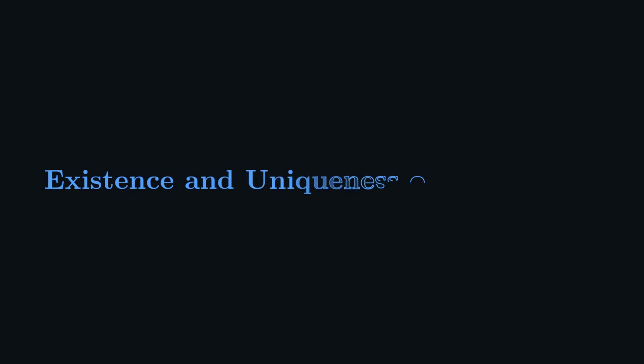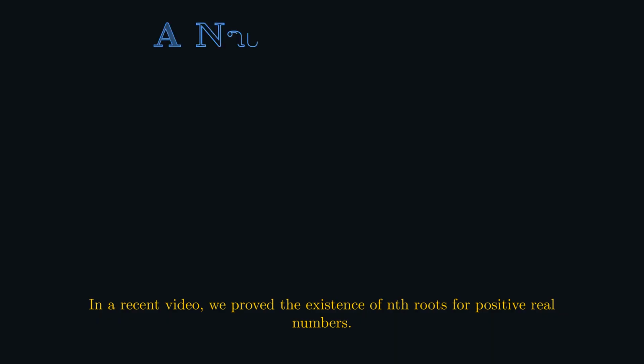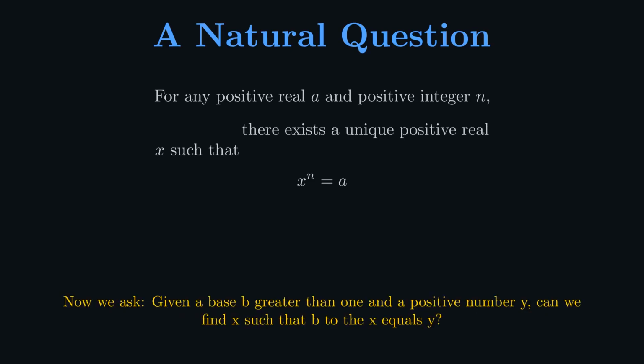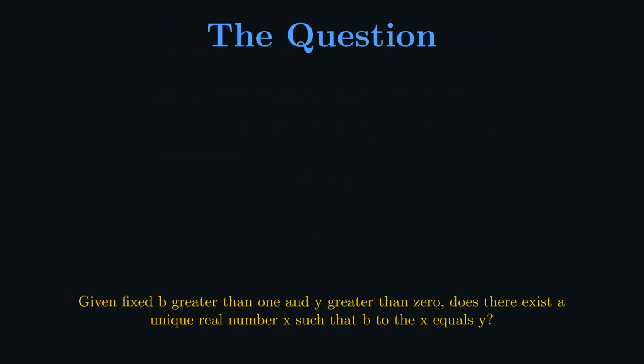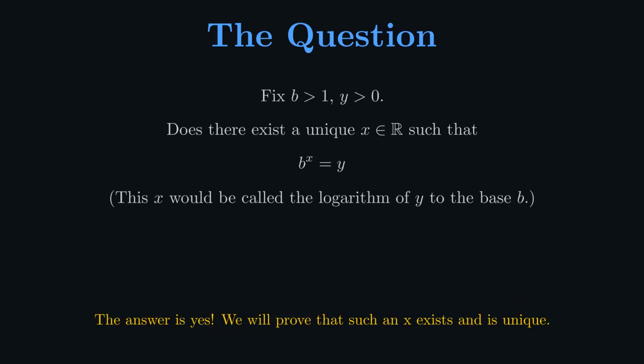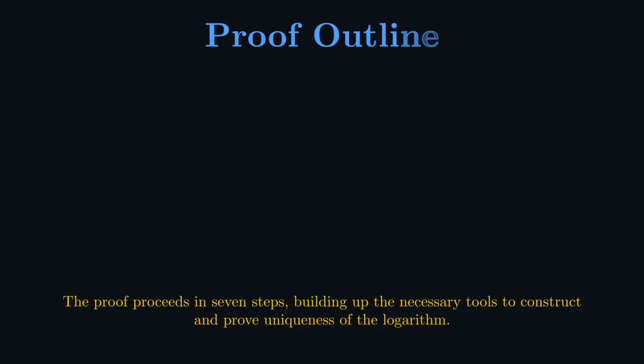In a recent video, we proved the existence of nth roots for positive real numbers. Now we ask, given a base greater than 1 and a positive number, can we find a real number such that the base raised to that power equals our positive number? More formally, given fixed b greater than 1 and y greater than 0, does there exist a unique real number, x, such that b raised to the x equals y? The answer is yes. We will prove that such an x exists and is unique.